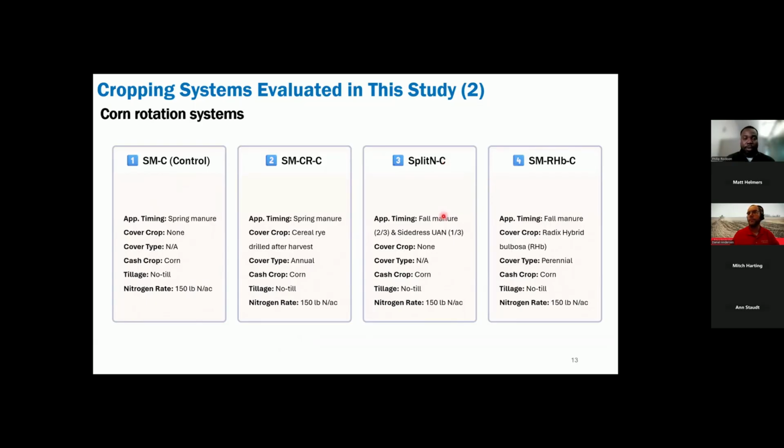we also had a split manure application. So we applied 100 pounds of manure during the fall, and we side dress urea of 50 pounds during the spring. And our final treatment for the corn rotation, we have a second species of RHB, which is also a perennial cover crop, with the same application rate.